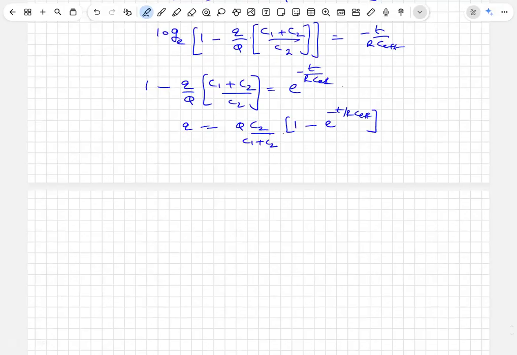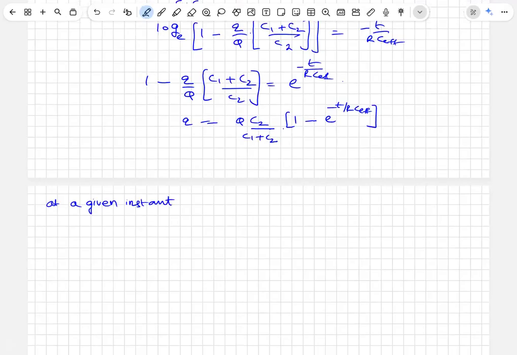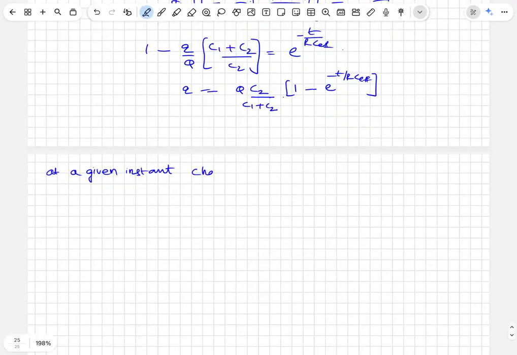Okay, what do you want? Find the rate of fall. That no one is taking care of this part. They're asking find the rate of fall in potential of the conductor of radius 2a. Then no one is asking all this stuff at a given instant. At a given instant, charge on 2a is Q minus Q.